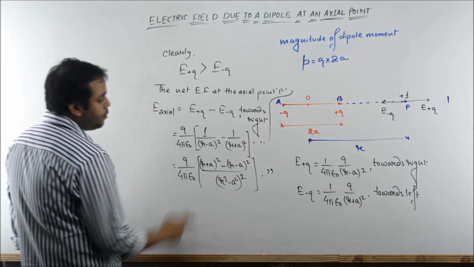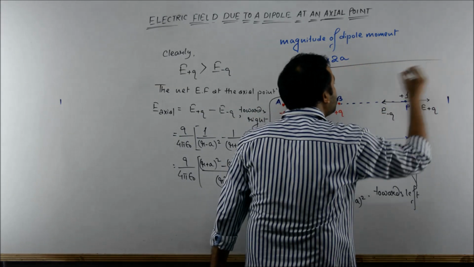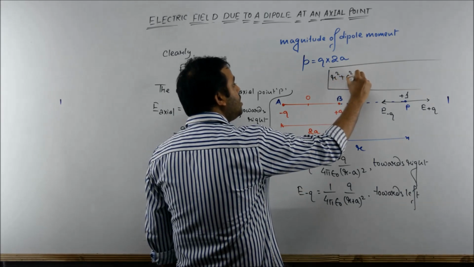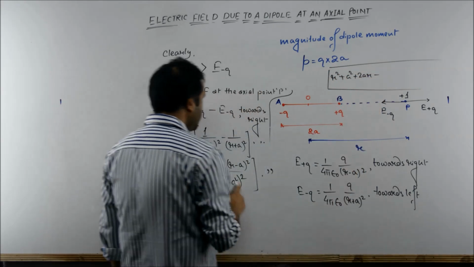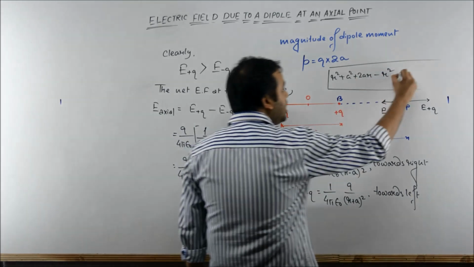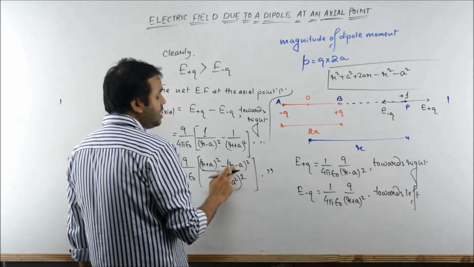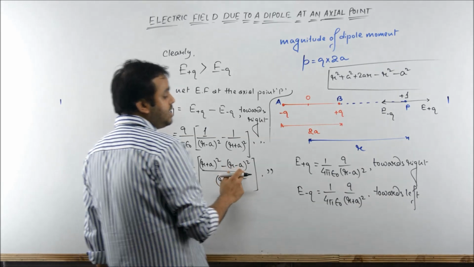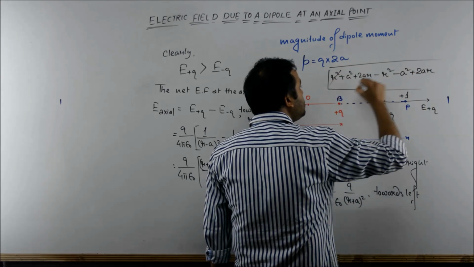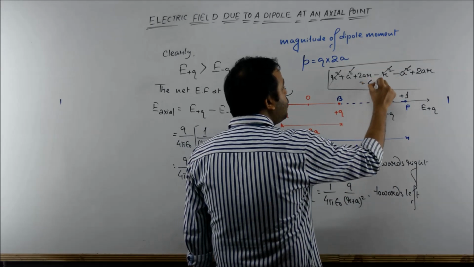Clear, students? Now what is this term, (r plus a) whole square minus (r minus a) whole square? Let us do it here. So (r plus a) whole square is r square plus a square plus twice ar, minus (r minus a) whole square, so it's minus r square because of this minus, then minus a square, and then the third term would be minus twice ar, but there is a minus sign, so it becomes plus twice ar. So r square cancels, a square cancels, and it is 4ar.